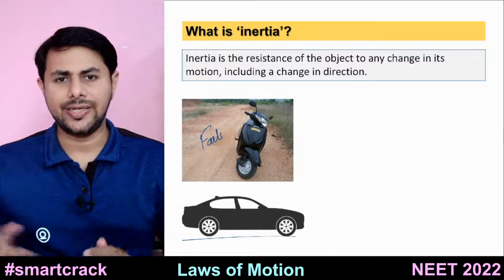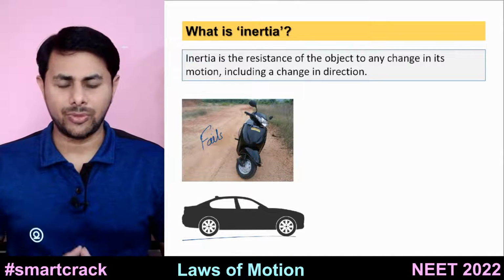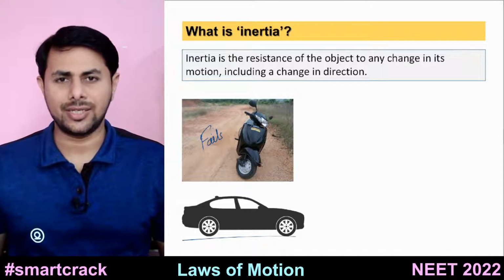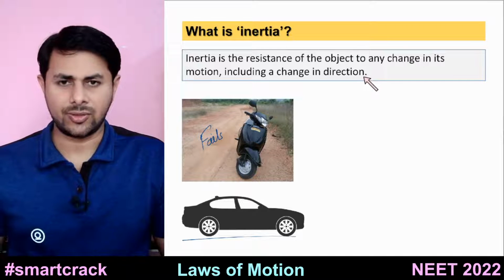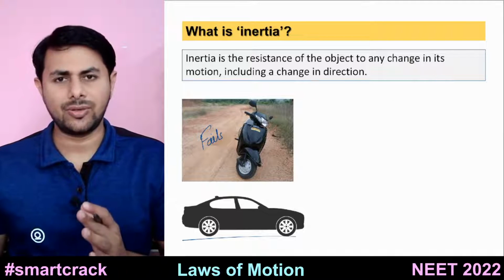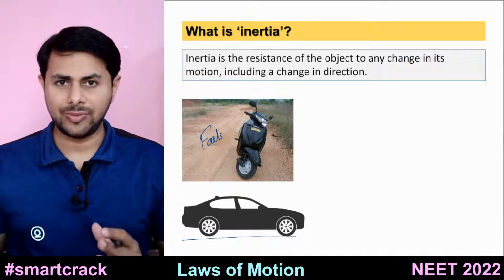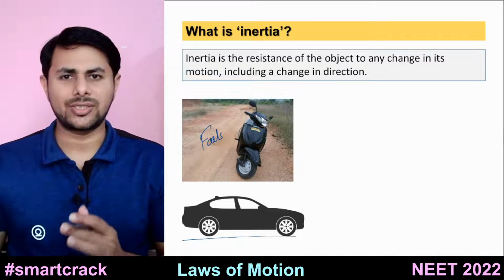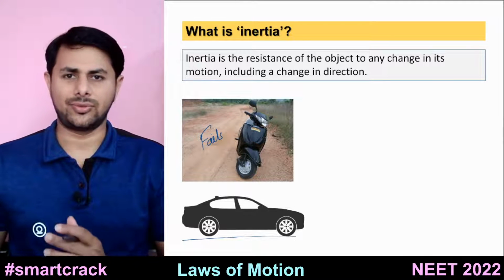Next, this tendency of a body to continue its state of rest or of uniform motion is known as its inertia. Okay, so what is inertia? It is the resistance of an object to change its state of motion. So objects, if they are at rest, they like to be at rest. If they are moving with constant velocity in a straight line, they want to continue to do so.